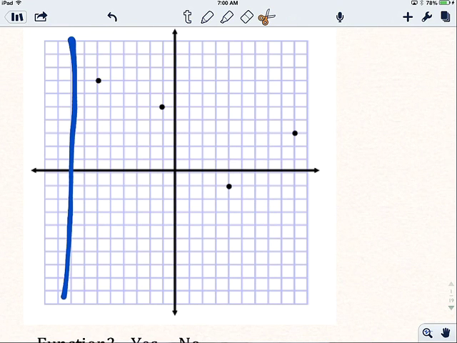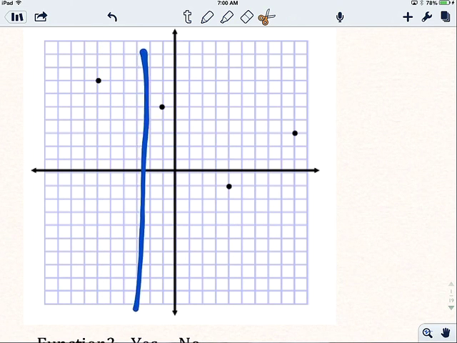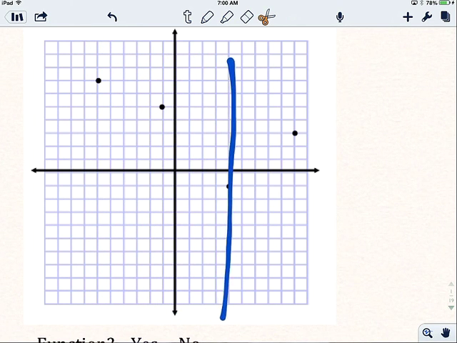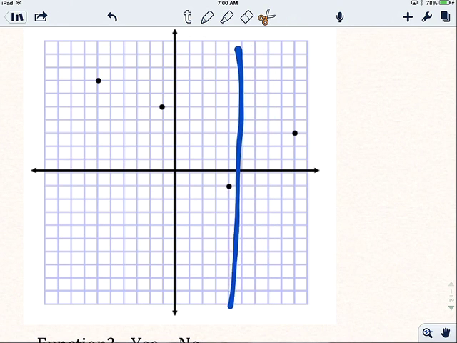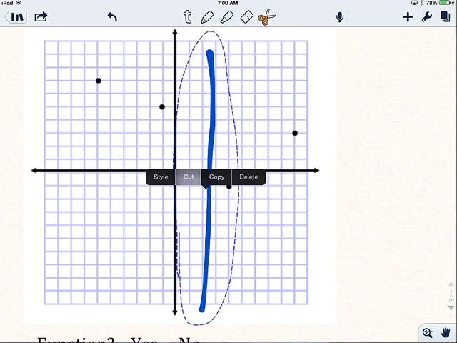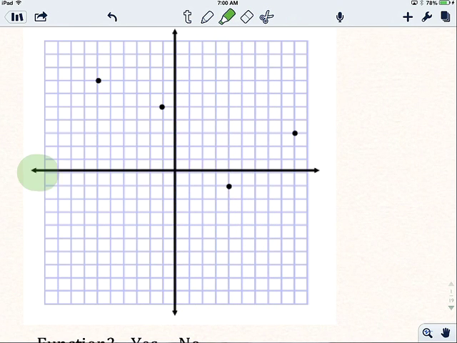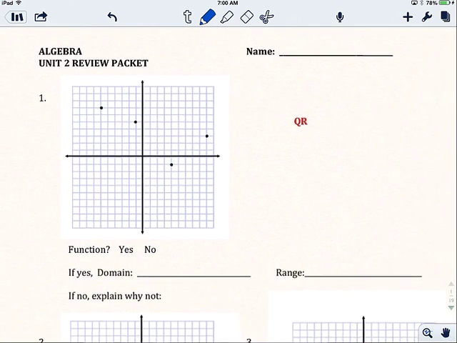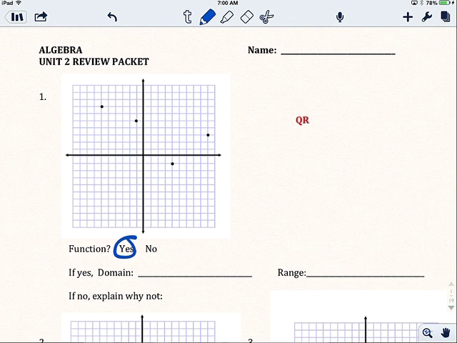So if I take a vertical line and I drag it across my graph, it's only going to hit one dot at a time as I drag it across, which means that for each one of the things that are on the input axis, which is the x-axis, there's only a single output. So for this input of -1 here, there's a single output of positive, it looks like 5. And so in this case, every input has exactly one output. That's what makes a function. And so this one is yes, it's a function.